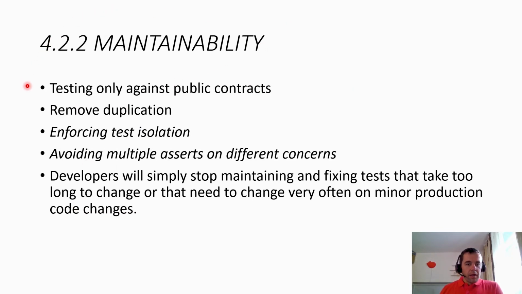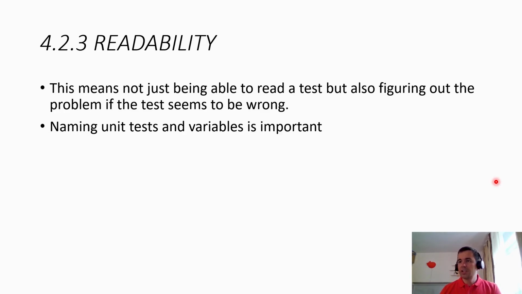Maintainability. We should test only public contracts, remove duplication, enforce test isolation, and avoid multiple asserts of different concerns, basically on different objects. Developers will simply stop maintaining and fixing tests that take too long to change or that need to change very often on minor production code changes.